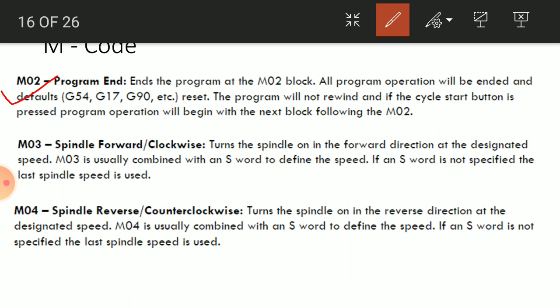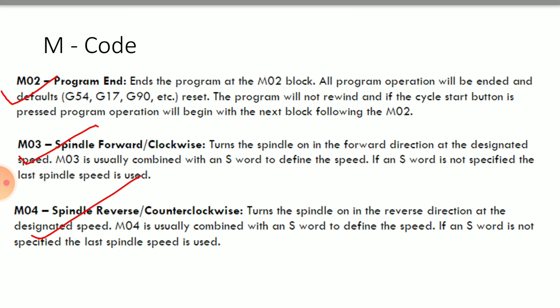Now this is M03. What is the meaning of M03? M03 means you have to start the spindle. Starting of the spindle might be in a clockwise direction or in an anti-clockwise direction. For that purpose we are using M03 and M04. M03 is for the clockwise direction and M04 for the counterclockwise or anti-clockwise direction, but it is only for the starting of the spindle.